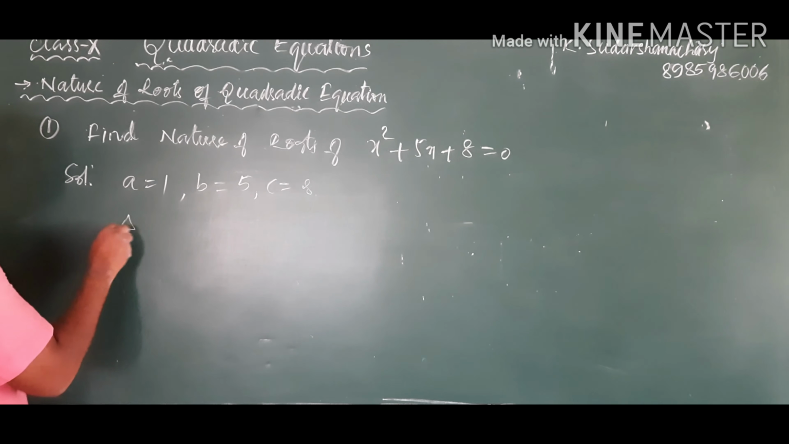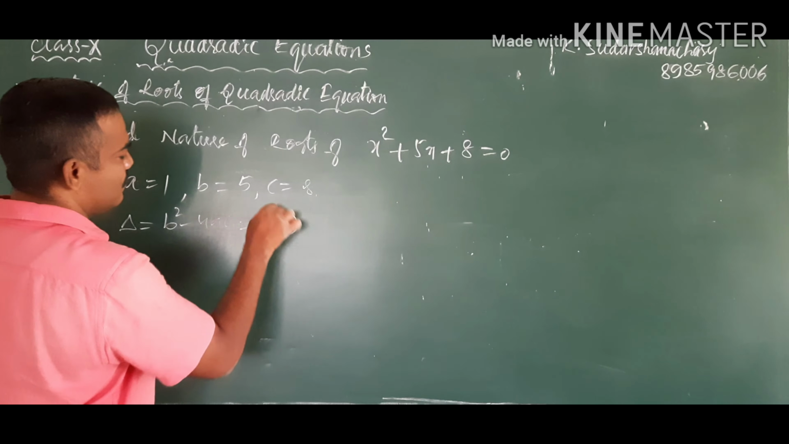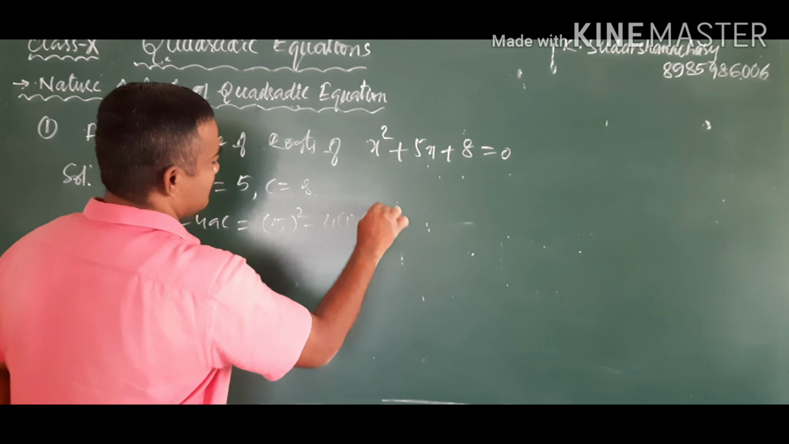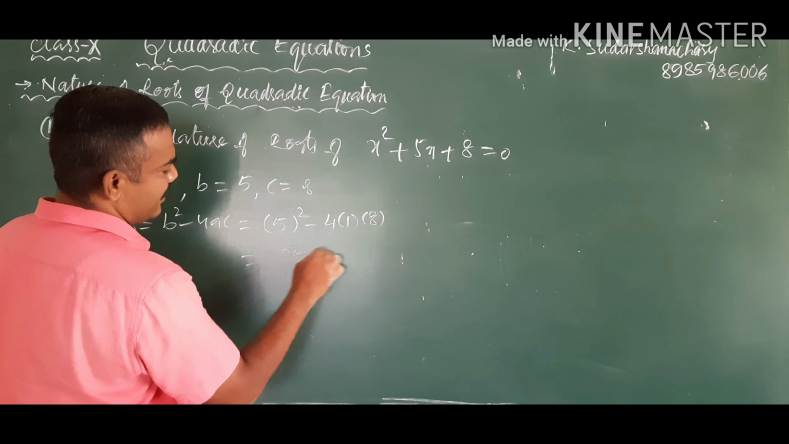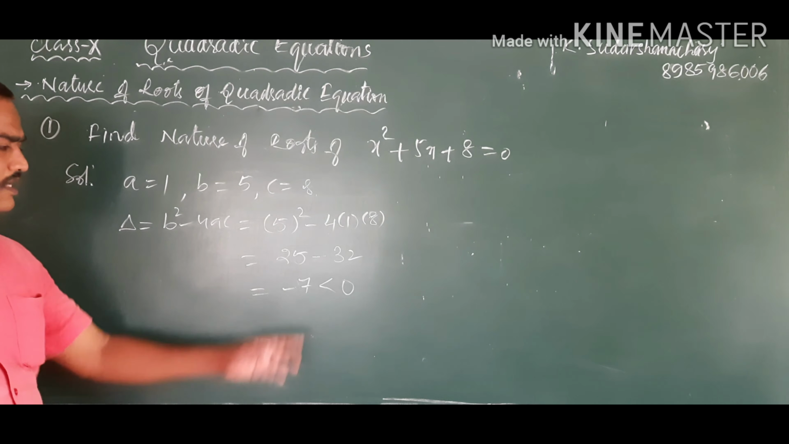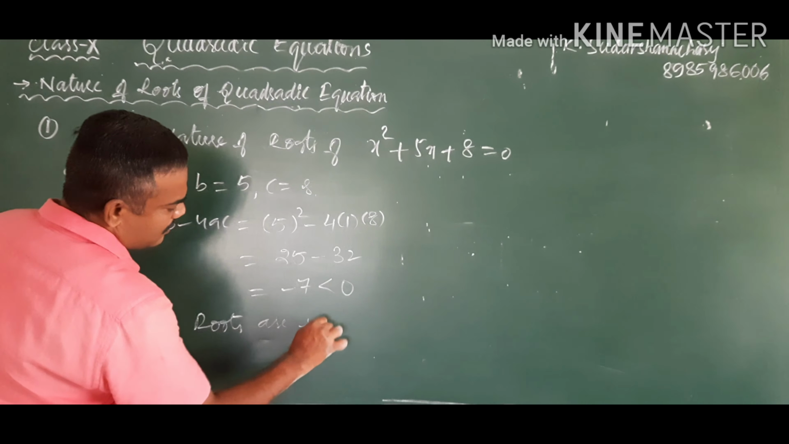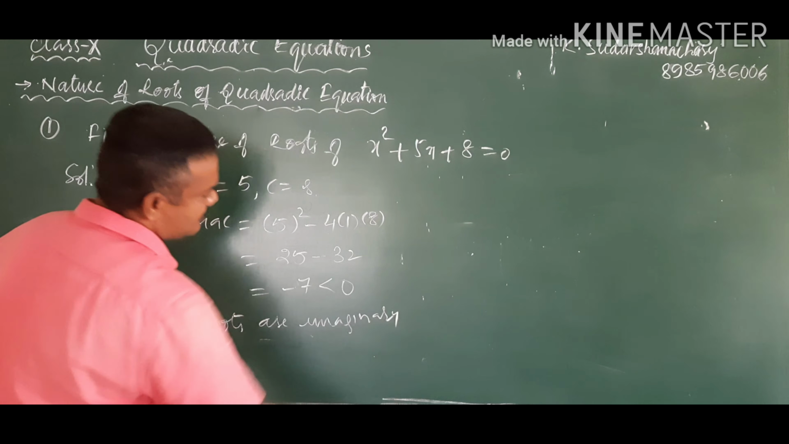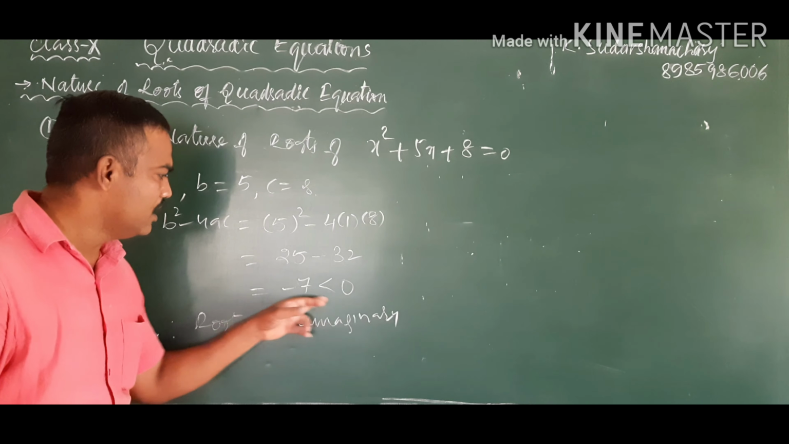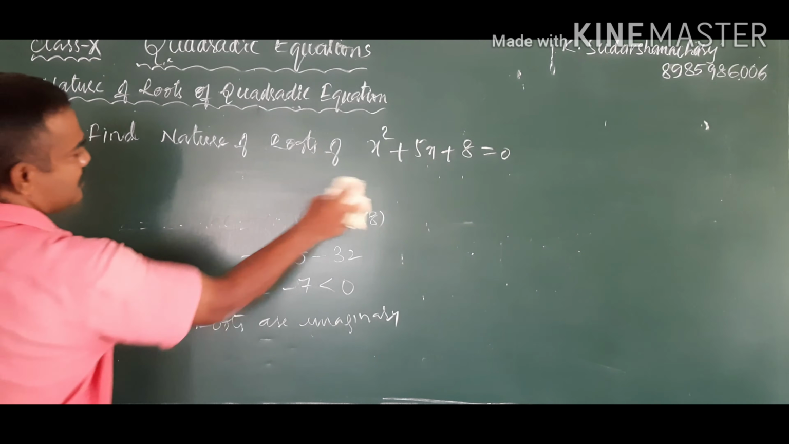Now the discriminant delta = b² - 4ac. b² is 5 squared, minus 4 into a, which is 1, and c, which is 8. 5 fives are 25, 4 eights are 32. So we get -7, which is less than 0. Therefore the roots are imaginary, or not real, because the discriminant is less than 0.